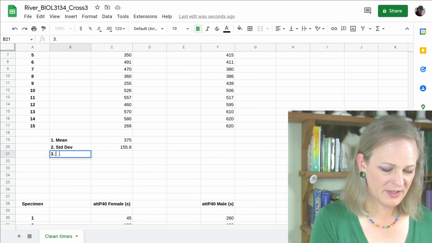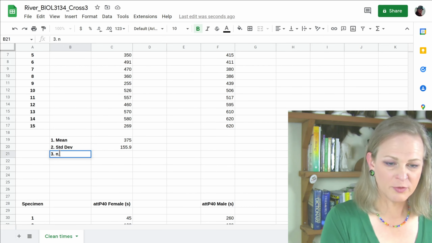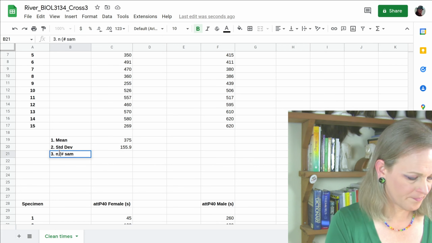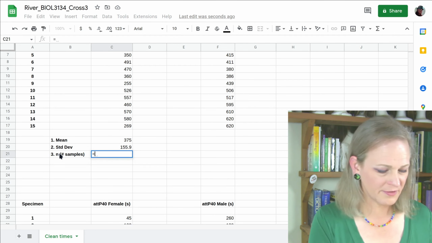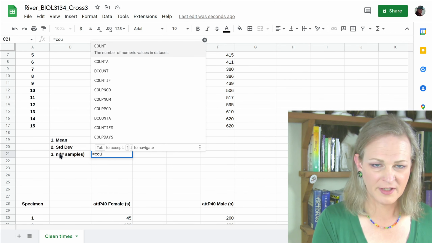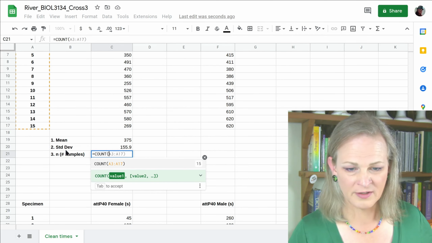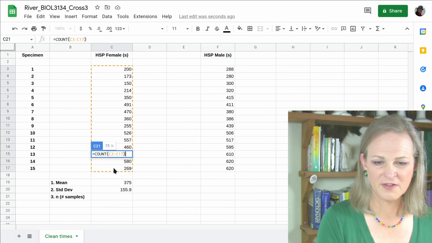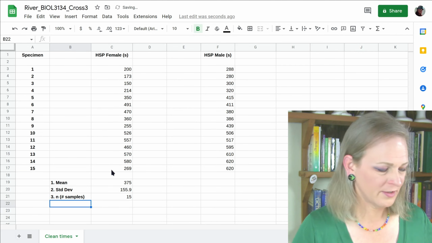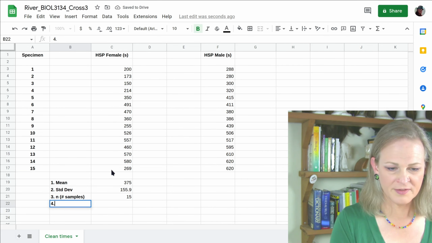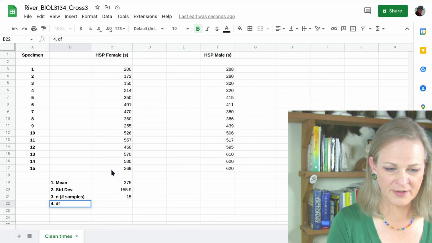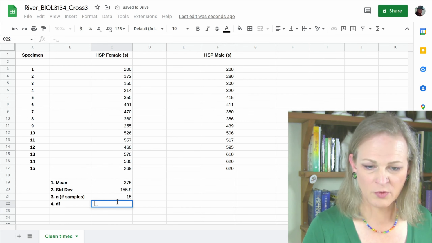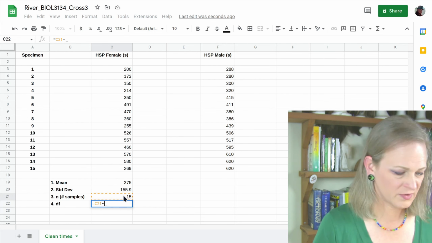Okay, step 3, we'll calculate an n. Remember, this is the number of samples, and we'll do that with the count function. We'll take these values and enter that. All right, step 4, since we're right here and it's easy to do, we'll calculate our degrees of freedom, which is going to equal this minus 1.